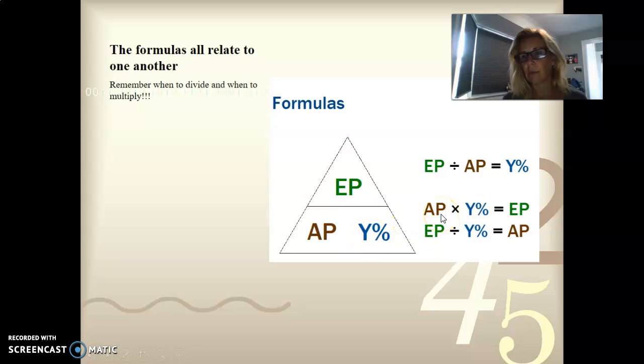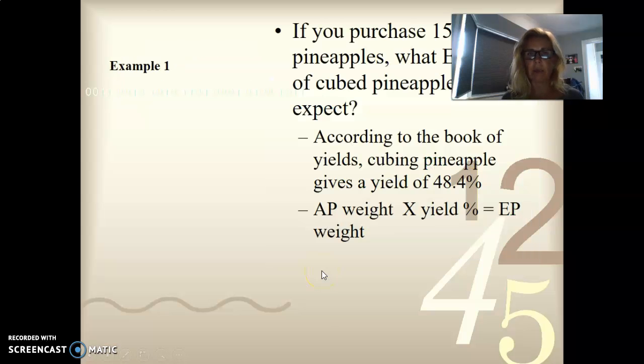Let's look at the next one. If we want to solve for EP, that's AP times yield percent, right? We multiply across here to end up with EP. And the final one is EP divided by yield percent. That'll give us this guy, or AP.